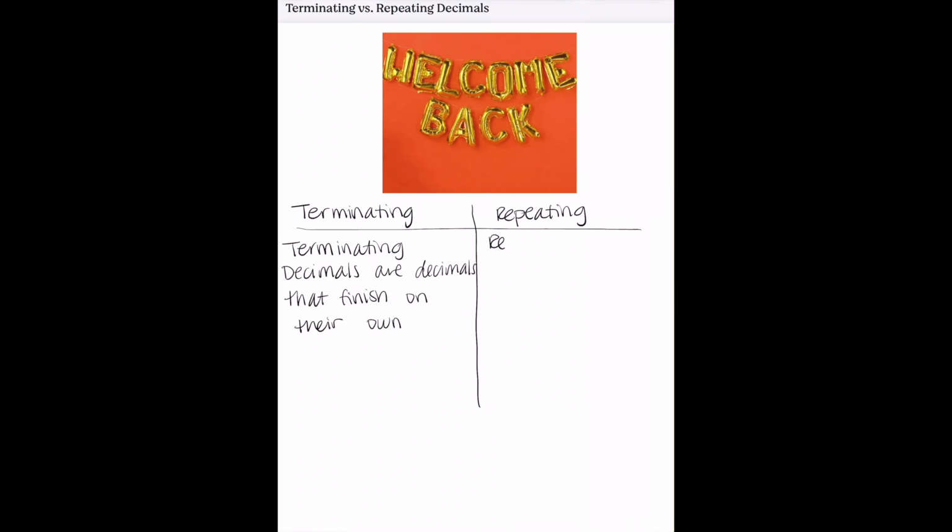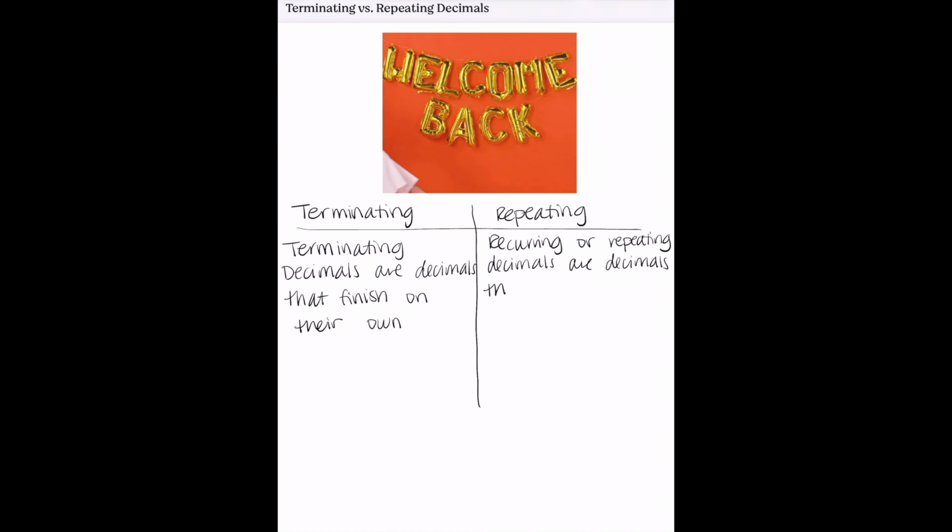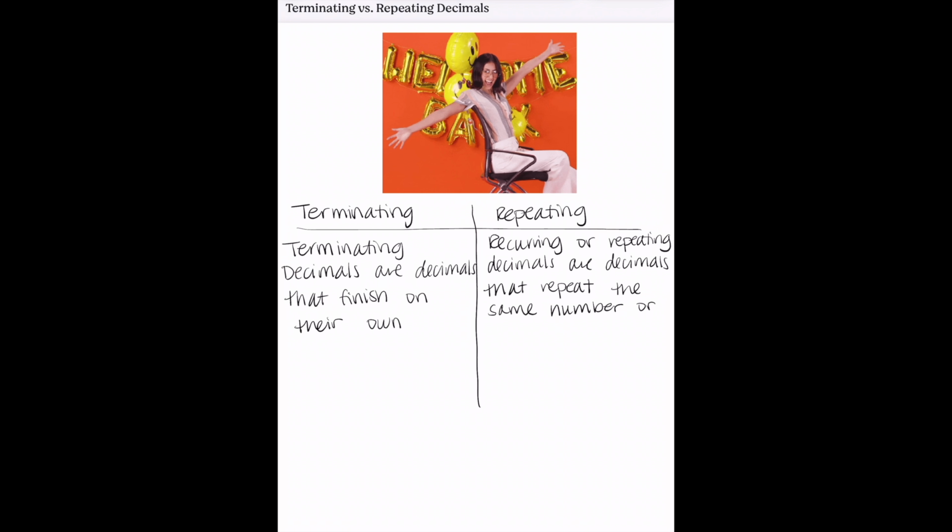So to start off today's lesson, let's start out with defining what a terminating decimal is and what a repeating decimal is. A terminating decimal is a decimal that finishes on its own. So when we do either our long division step or the shortcut method, it will terminate and finish on its own. On the other hand, a repeating decimal, or we can also call it a reoccurring decimal, is a decimal that repeats the same number or pattern with no end. It's going to continue repeating that either single number or pattern forever.